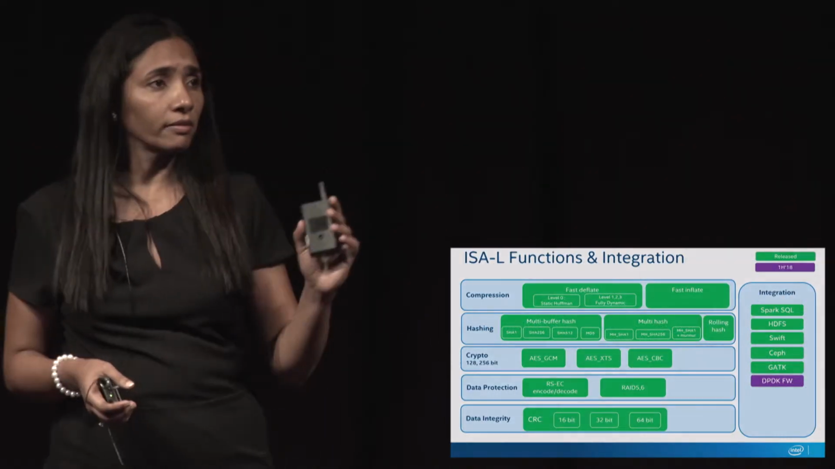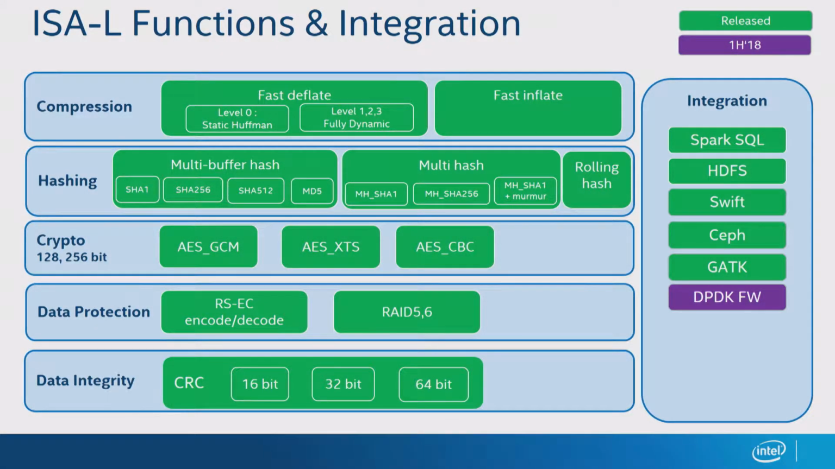It comprises hundreds of functions. We've categorized them into buckets here just to show you. The first one, in terms of the functions we support, is compression functions. We support deflate, fast deflate, and fast inflate. Greg's going to go deeper into it, so I'm not going to spend more time on that. We have hashing functions, multi-buffer hashing, multi-hashing, and we also have rolling hash.